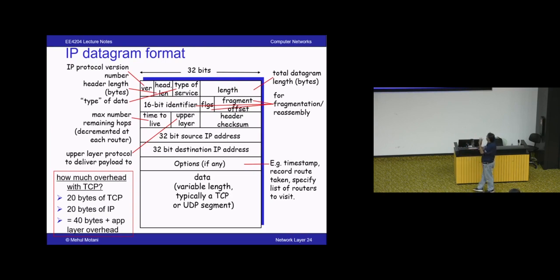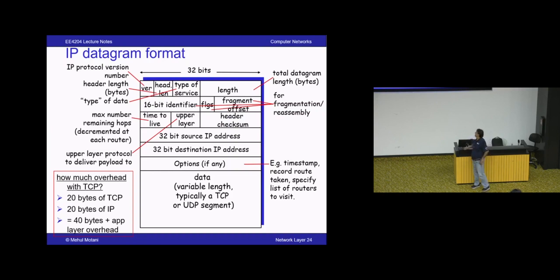Then in the third set of 16 bits, there's a time to live field. This time to live field is basically a counter that is set to a large value, maybe 50 or 60. Every time the packet is forwarded by a router, that counter is decremented. The reason for this is that you don't want a packet to go in a loop around your network forever. So once it gets to 0, the following router will drop the packet.